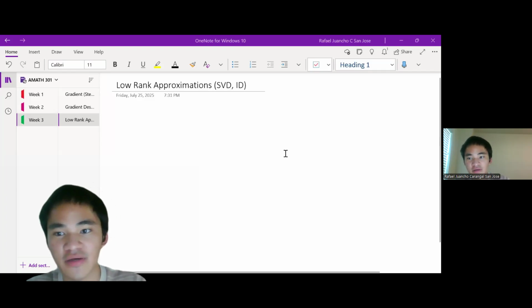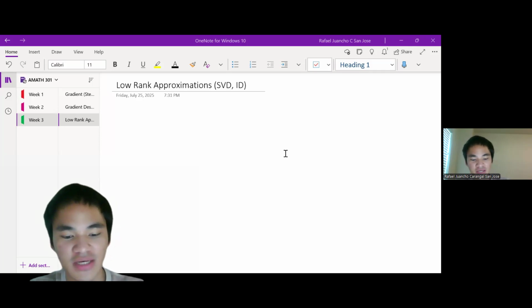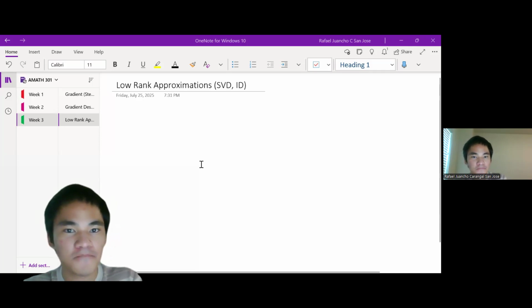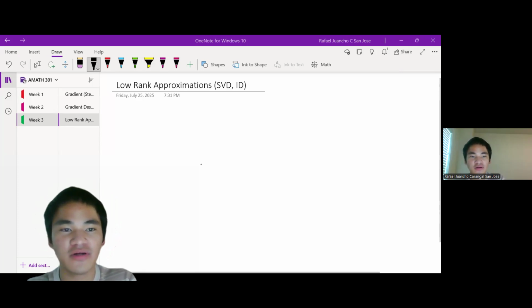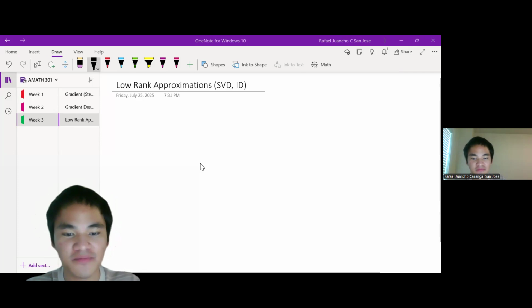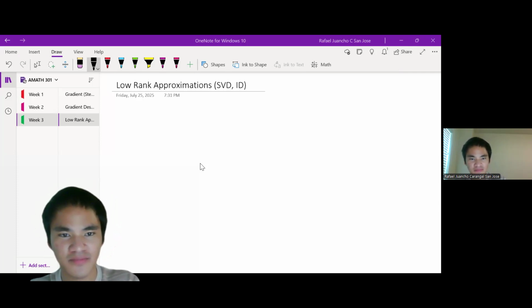So today we're going to be talking about low-rank approximations, and we're also going to be talking about SVD and ID, and I'll explain more what exactly those are in a bit. So let's start with low-rank approximations.